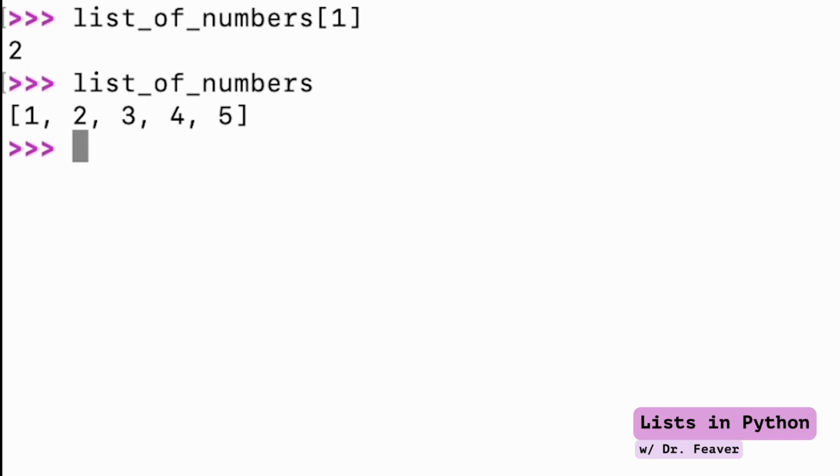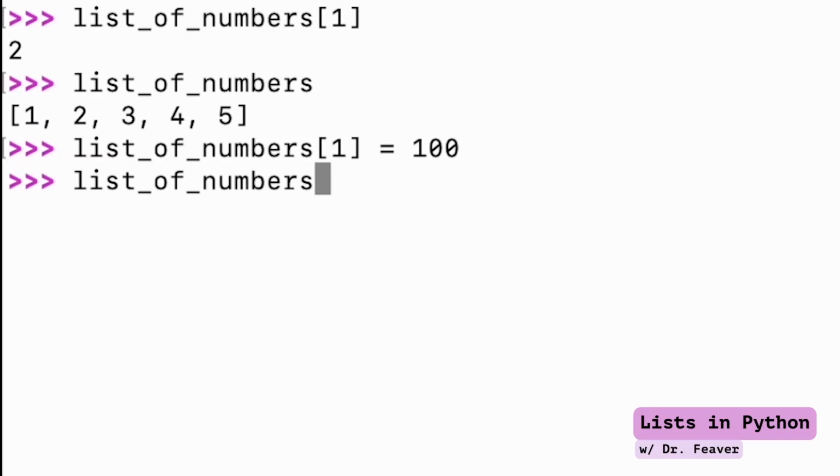Now I said they are mutable, and I had to show you how to access things in the list first. Say I want my list to now say 1, 100, 3, 4, 5. What I could do is say list of numbers at 1, which currently equals 2, and I'm going to change it to 100. Now, if I look at my list of numbers, it says 1, 100, 3, 4, 5. So I've been able to change the value.